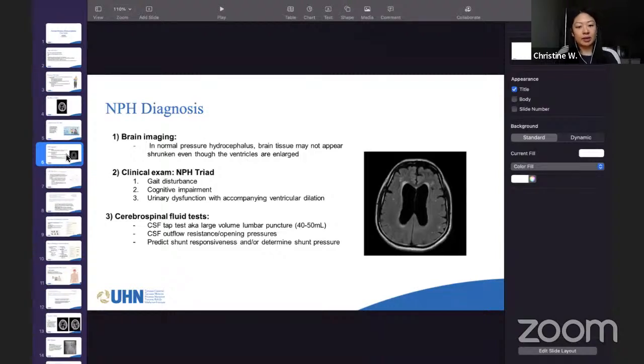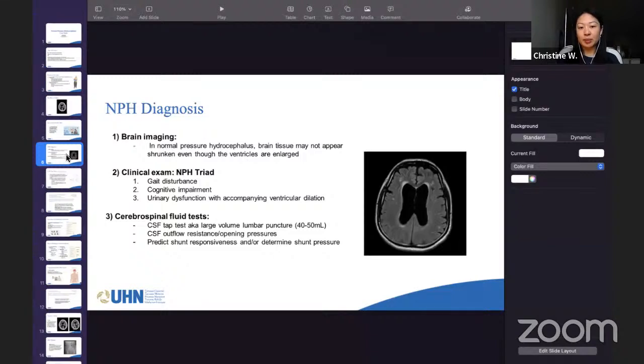there's definitely criteria. One of them being that there's brain imaging that shows communicating hydrocephalus, and the brain tissue may actually appear shrunken even though the ventricles are enlarged. And then there's the clinical criteria, which is very important. There's the NPH triad, which includes the gait disturbance, the cognitive impairment, as well as urinary dysfunction. And one of the things that we needed for the diagnosis is a cerebrospinal fluid test. Some people call it a TAP test.